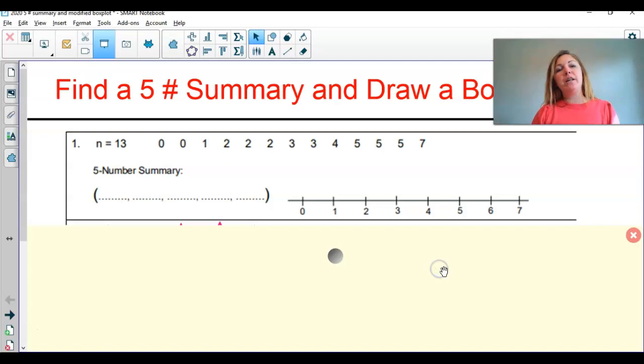On your worksheet today, you're going to see something that looks like this. So let me just explain kind of what this looks like. We have our data set right here, okay? We have our n equals 13. What does that mean? N equals 13 means that's the number of observations that we have, okay? So we have 13 numbers in our data set. Then we have the place to have our 5-number summary as well as the number line here so we can make the box plot, okay?